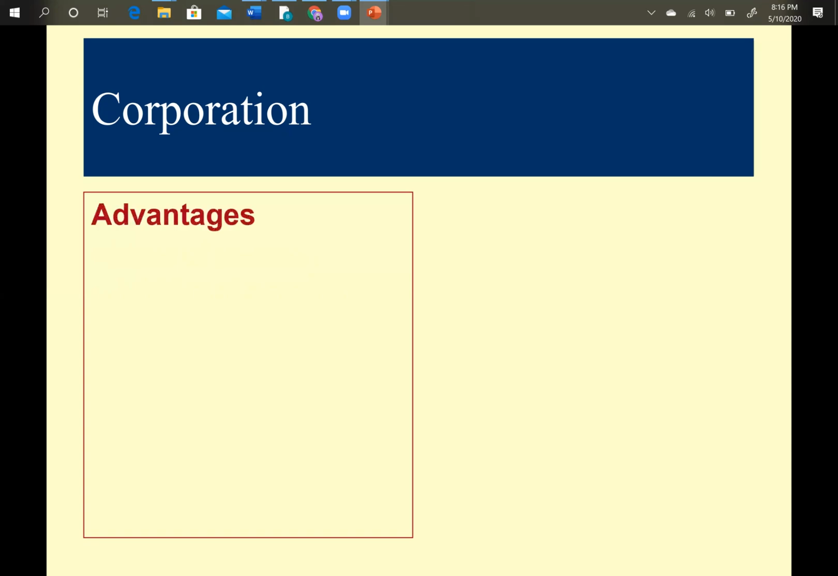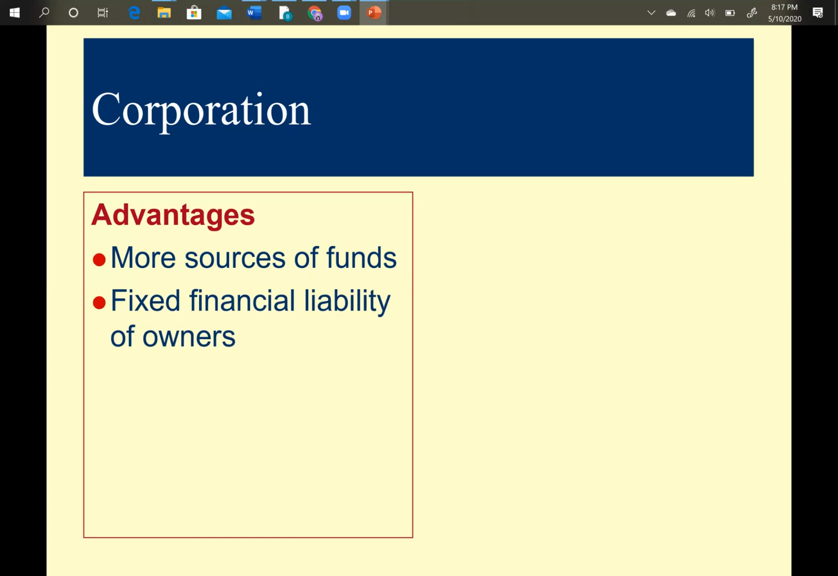Some of the advantages of a corporation: you have more sources, more funds available, especially if you go public and people begin to invest, outsiders begin to invest in your company or corporation. It's going to allow for more funds, more resources, especially financially. However, there is a fixed financial liability to just that of the owners. So if you're an outsider who's invested in the company, or you're a member of the board of the corporation, you're not going to be liable. So the fixed financial liability will be that of the owners.